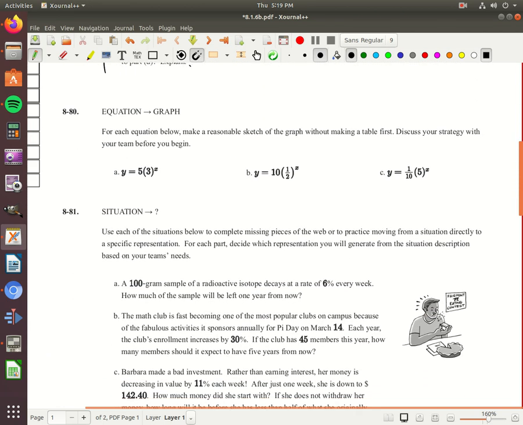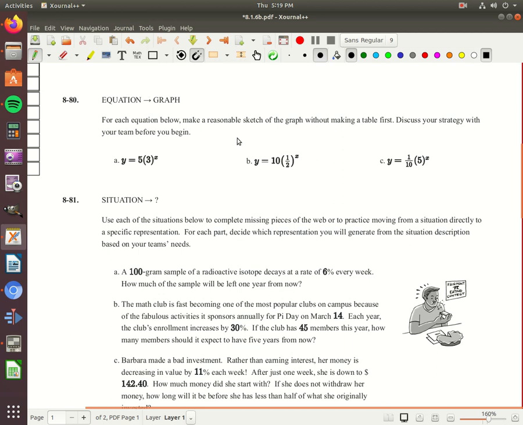All right, continuing along, equation graph. For each equation below, make a reasonable sketch. So here, I will go by tens. It starts at 5, and then it starts tripling, so 15 to 45. So 0, 1, 2. That one grows pretty quickly. Here, we have 10, and then 5, and then 2.5, and then 1. So this would be 5, and this would be 10, and 0, 1, 2, 3. So it's going to dwindle rather quickly.